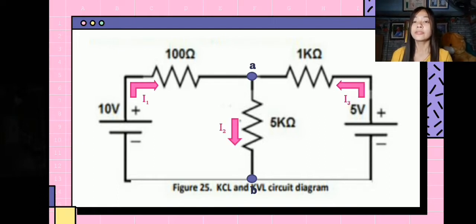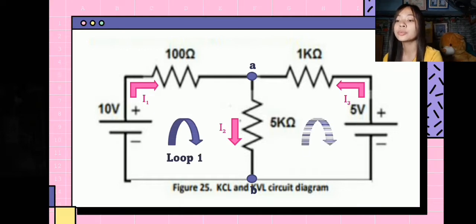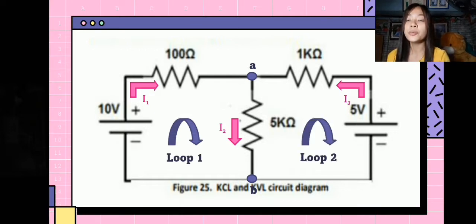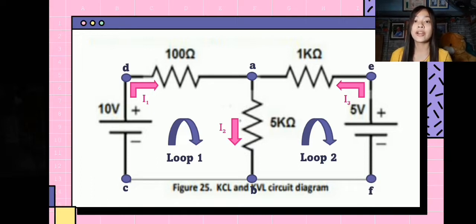And after that, the next thing we need to look for is the loop. In this circuit, we have two loops, which is loop 1 and loop 2. Loop 1 is clockwise and loop 2 is clockwise as well. And the other nodes we will also label, which is node C, node D, node E, and node F. So now, we are done finding the necessary to solve it. The next thing we will do is find the equation of each to find the currents I1, I2, and I3.